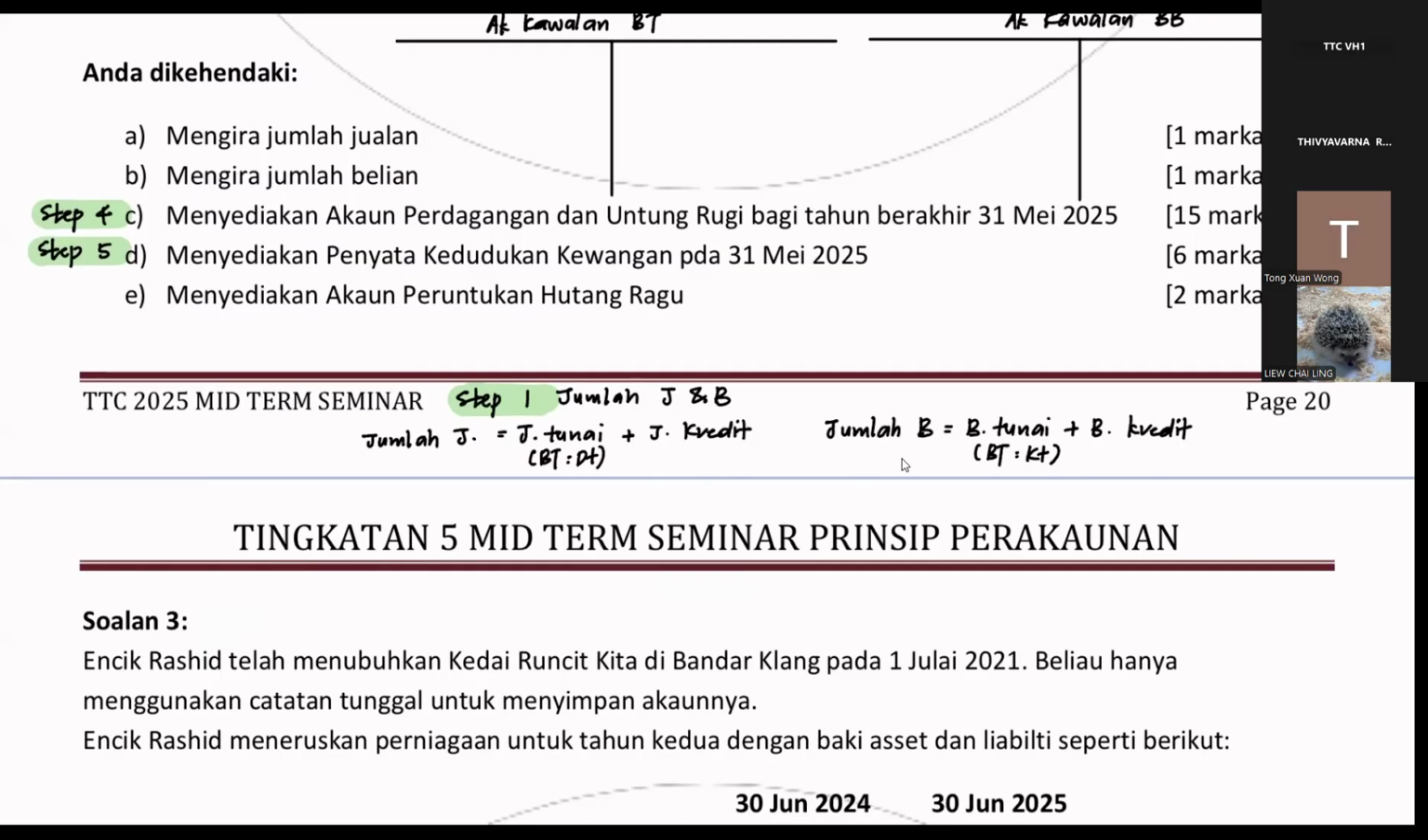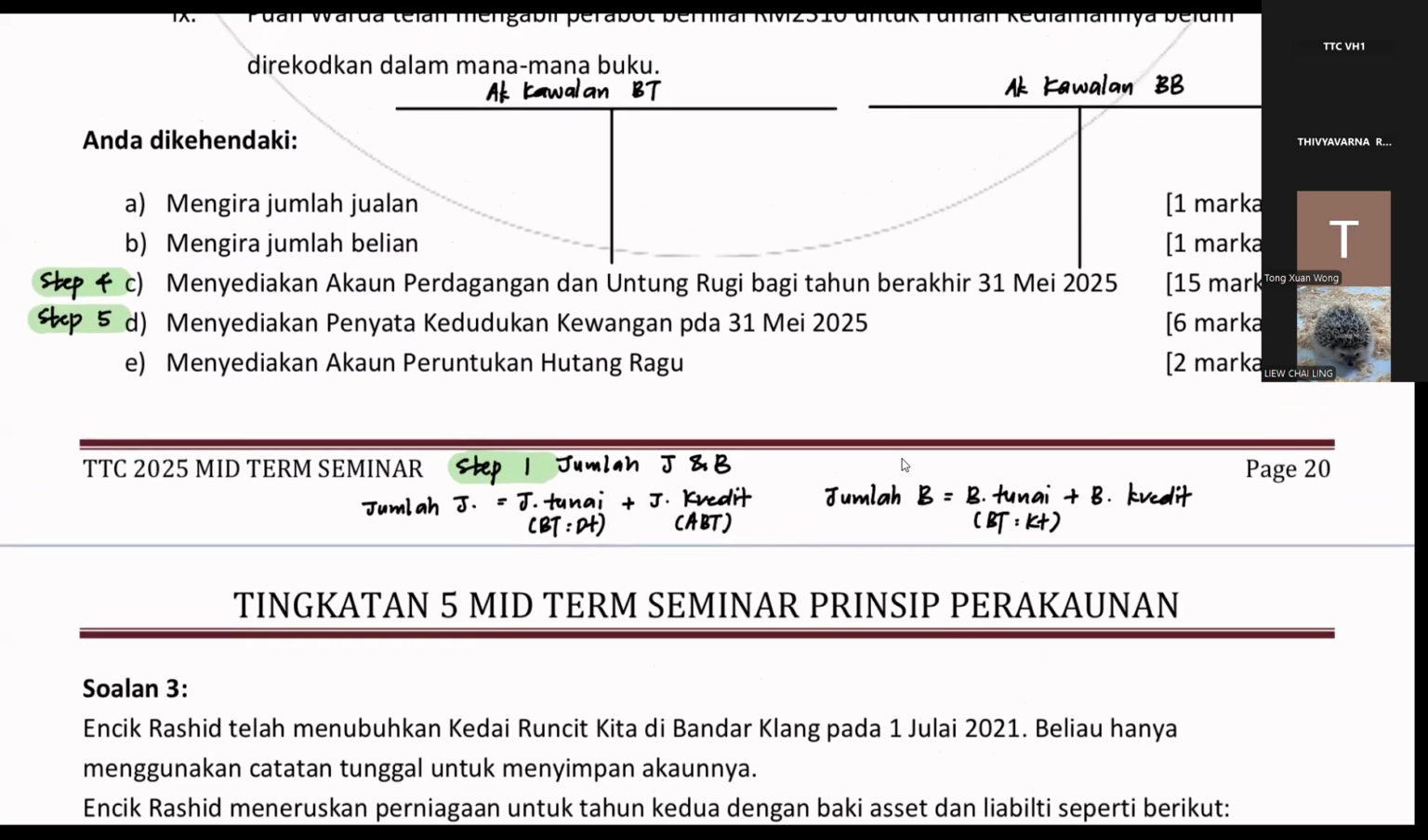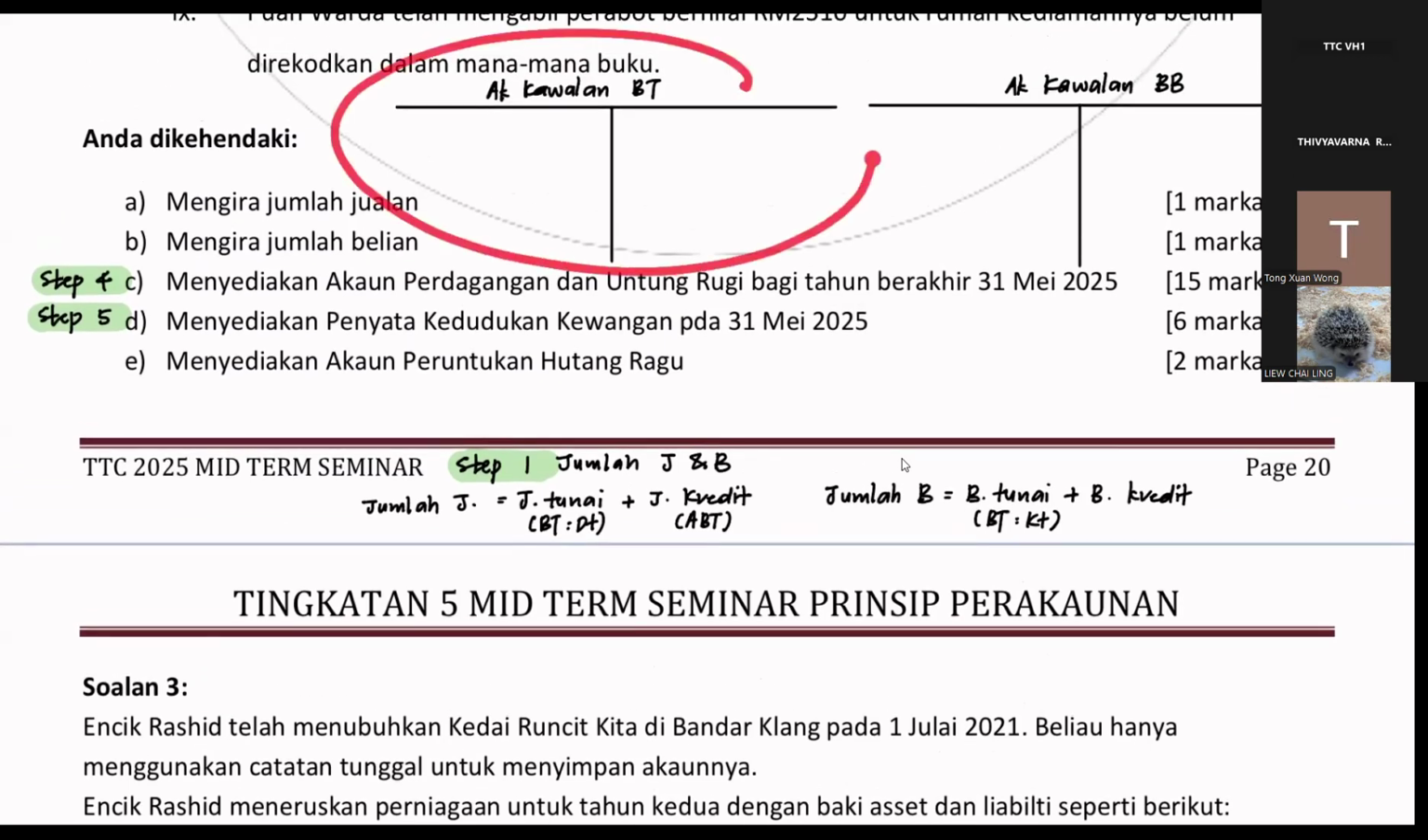Okay, then jualan kredit means you have sold but you haven't received the money. We are going to refer to ABT, and you need to prepare the akaun kawalan belum terima, like what we have learned since Form 4, I think it's chapter 5, right? Then belian kredit means we buy but we haven't paid, which we call akaun belum bayar. And you will need to prepare the akaun kawalan belum bayar.